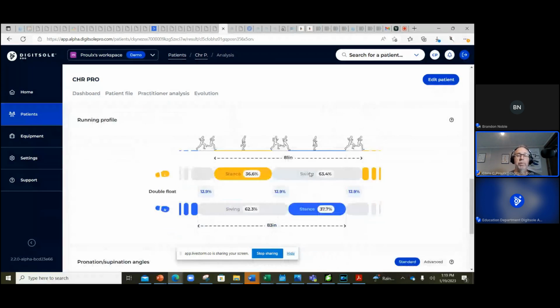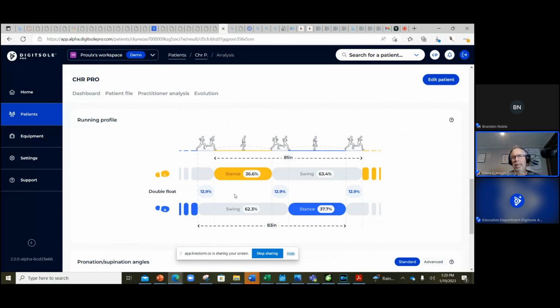So we go down to the running profile, and you see that we do have the stride length, and this is where you see the stance and the swing phase. You're not going to see the breakdown in the profile here like we do in the walking, and the reason is because there's no normative data. Even with the same person, as they run faster, the stance phase is going to decrease, the swing phase is going to increase in percentage, and we're also going to see an increase in the double float. As they're running faster, they're spending less time in contact with the ground because they're covering more distance with each step and stride.